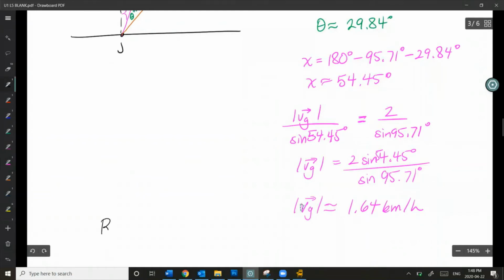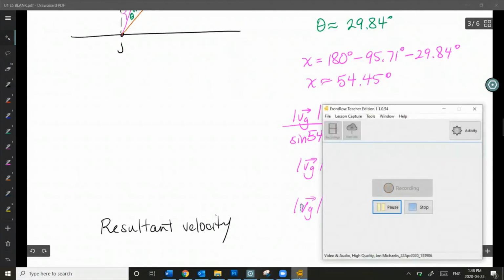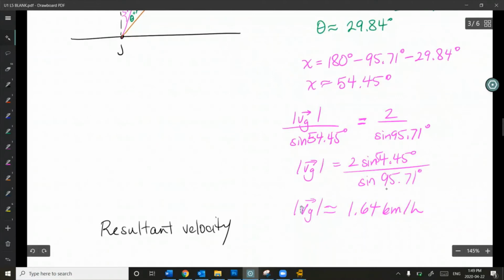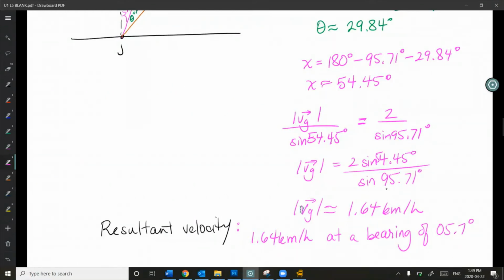So when you state your resultant velocity and the direction, so this is asking us about the resulting velocity. So the resulting velocity is going to be 1.64 kilometers per hour at a bearing of 005.7. So this is a true bearing. You could also say north 5.7 degrees east. Both of those are acceptable.